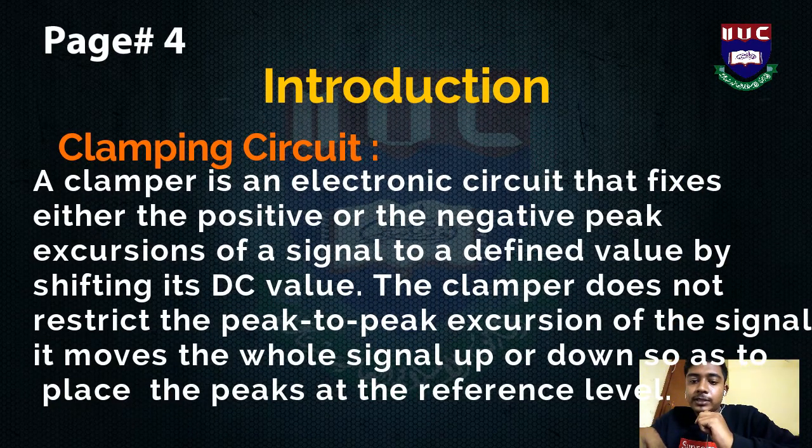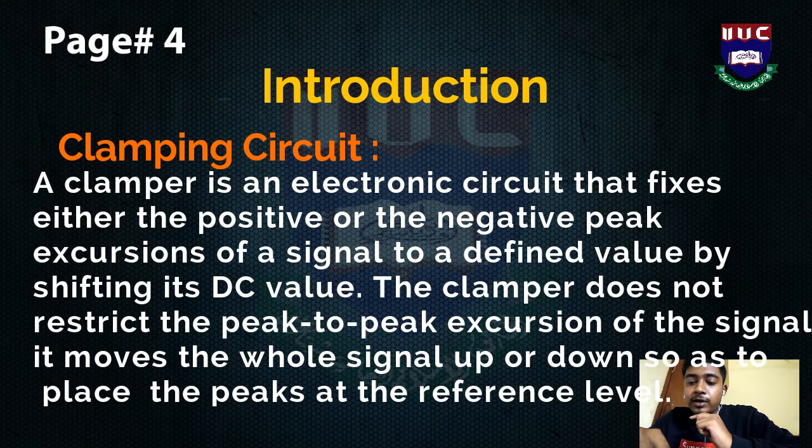Now this is the clamping circuit introduction. A clamper is an electronic circuit that fixes either the positive or the negative peak excursion of a signal to a defined value by shifting its DC value. The clamper does not restrict the peak-to-peak excursion of the signal. It moves the whole signal up or down so as to place the peak at the reference level.